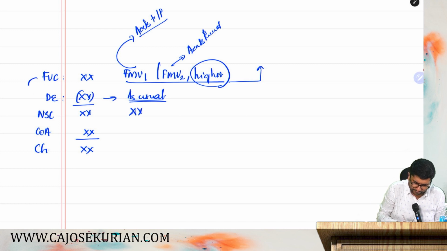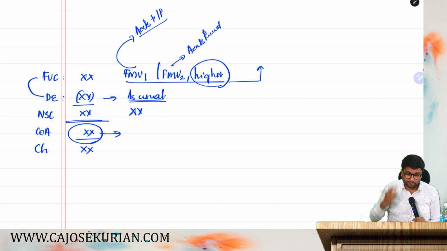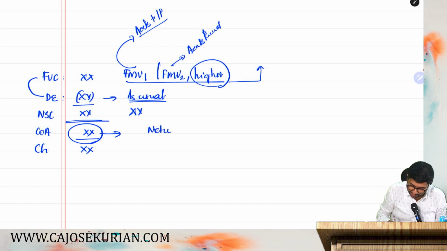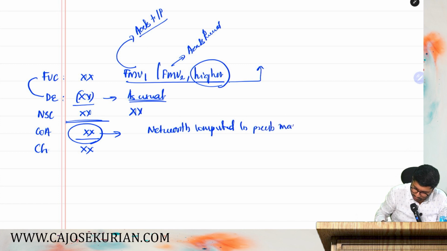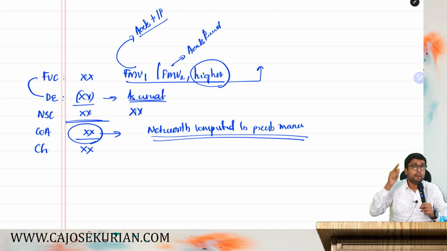Now, you minus FVC and DE, you will get the net sale consideration. Now, what is the cost of acquisition? What was the asset that I've transferred? Business undertaking. Yes or no? What should be the cost of acquisition? The department says, cost of acquisition shall be the net worth computed in the prescribed manner. Net worth of that particular undertaking computed in the prescribed manner.